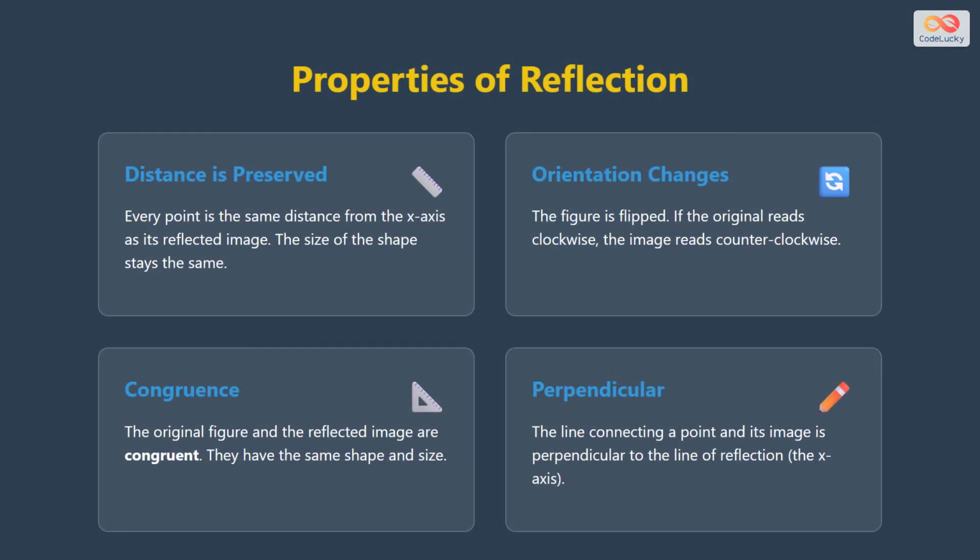Reflections have some important properties. First, distance is preserved. The shape does not get bigger or smaller. Second, the figures are congruent. However, the orientation changes. The reflected image is inverted compared to the original.